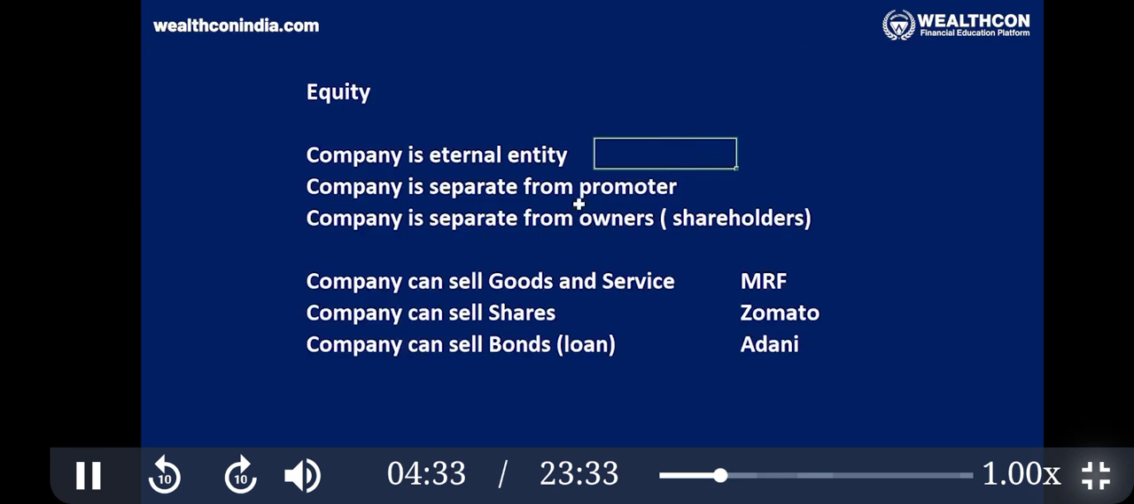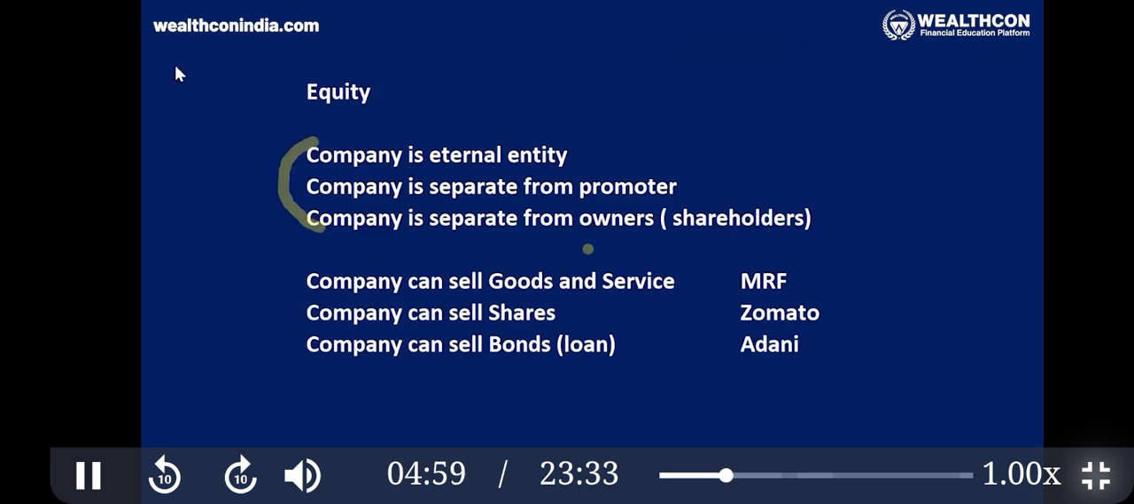Second, the company is separate from the promoter. Mukesh Ambani is separate, Reliance is separate. So it is separate from the promoter. The company is separate from the shareholder as well. For the company, the shareholder is a liability, and that is why shareholders are shown in the liability section of the balance sheet. So these three assumptions are critical in understanding shares and companies.